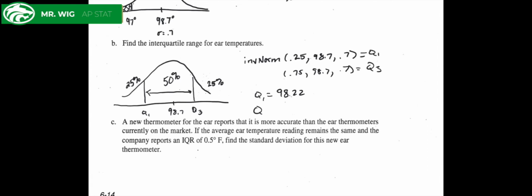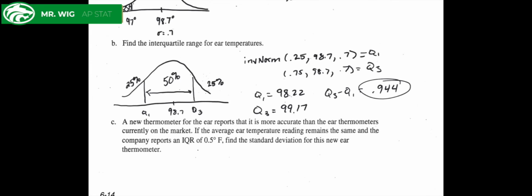98.22. And we do the same thing for Q3. We're going to get 99 point what? Anybody? 99.17. So, yeah. If I subtract these two, Q3 minus Q1, we're going to get 0.944. If you looked at the answer key, that's not what you got, was it? Why is that?